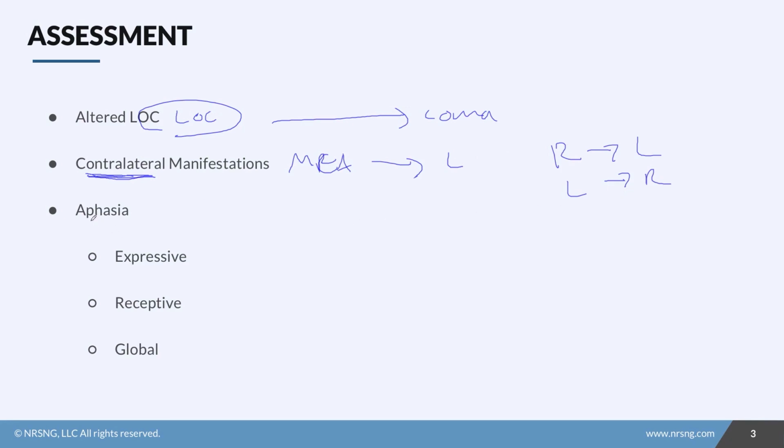Now, with stroke patients, we oftentimes see aphasia as well, which really just means a lack of or trouble with speaking. Now, this can either be expressive, receptive, or global. Let's talk about each one of these individually. With expressive aphasia, patients can understand everything you're saying, but they cannot get the right words out. So they can understand, but they just can't get the right words out. So they're going to mumble. They may cycle on a few words.